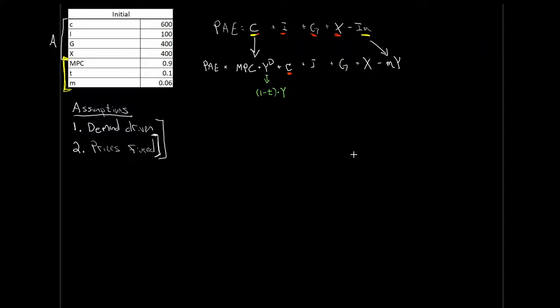So, three factors that influence our autonomous consumption. Keep in mind that income is not one of those. It was expectations, wealth, and nominal interest rate.